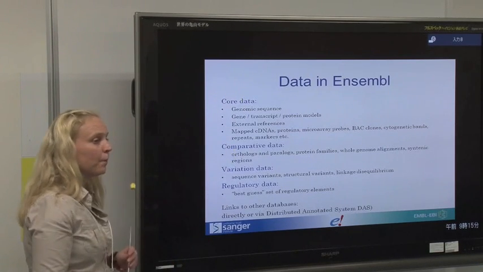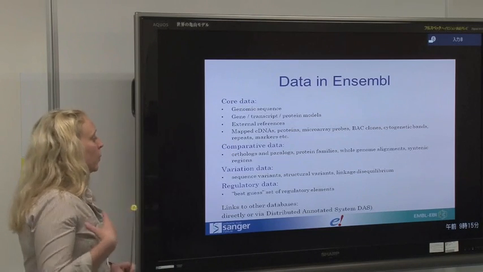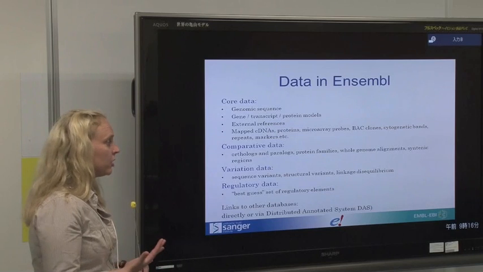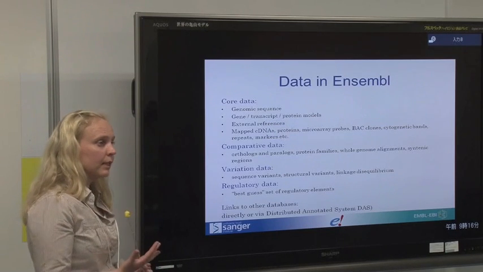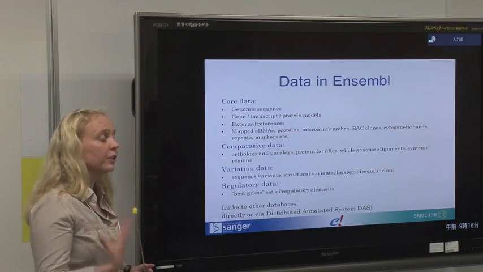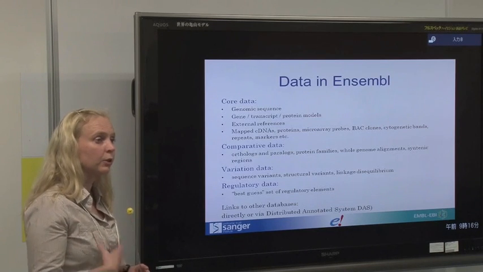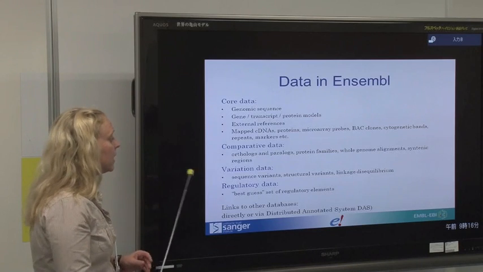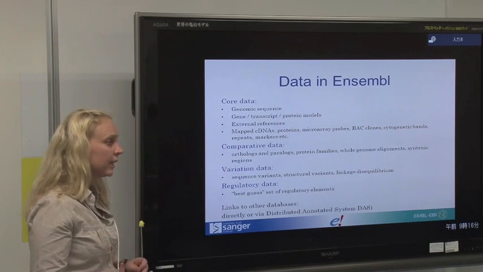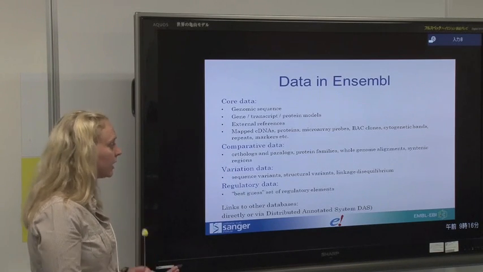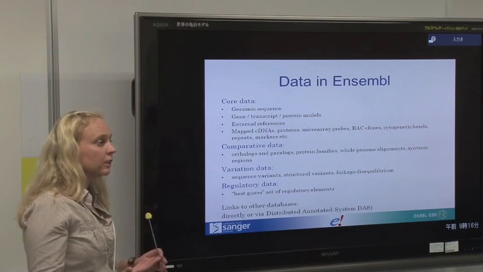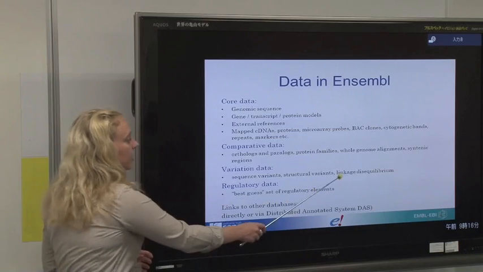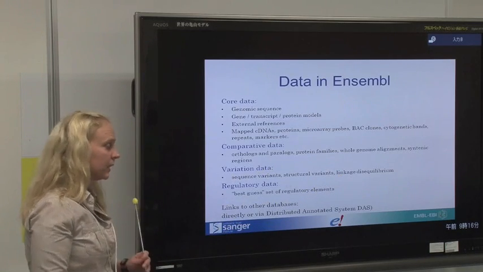We also have comparative data. We can tell you what orthologs or paralogs are known for given genes, and protein families. You can visualize whole genome alignments or syntenic regions in case you work with comparative genomics data. We also include a lot of variation data, such as sequence variants, structural variants, and regions where we can show you whether that region in the genome is in linkage disequilibrium, and similar types of data.